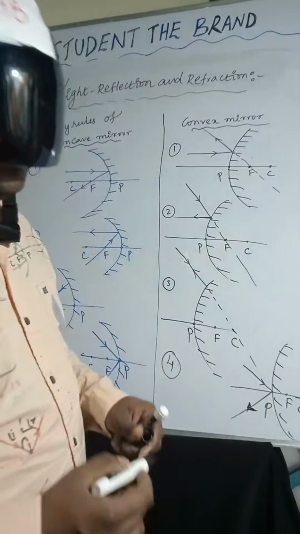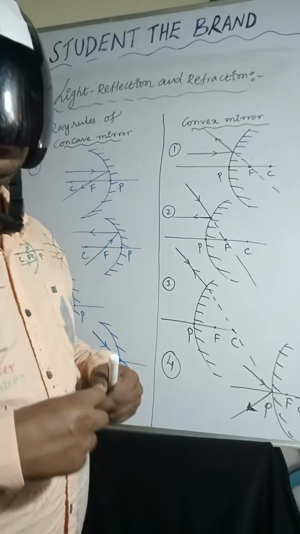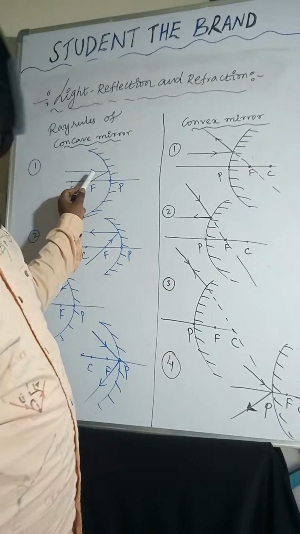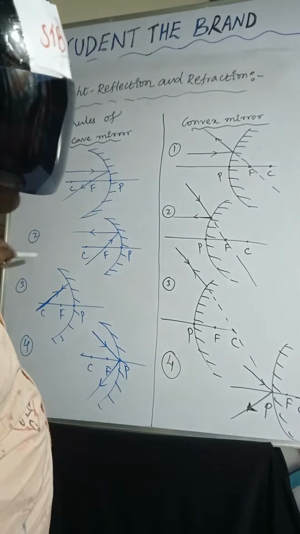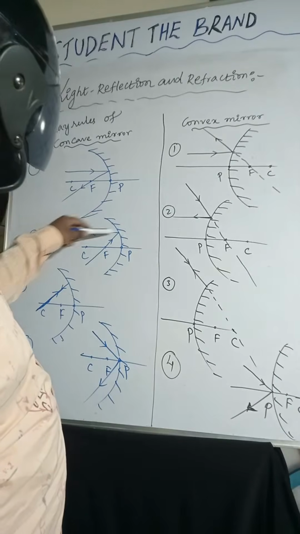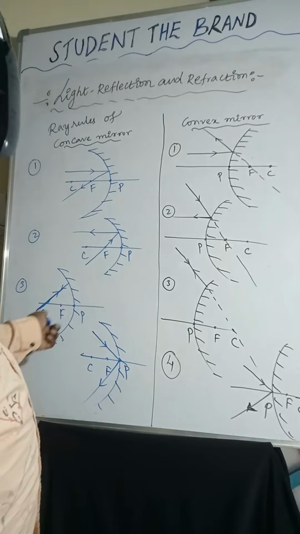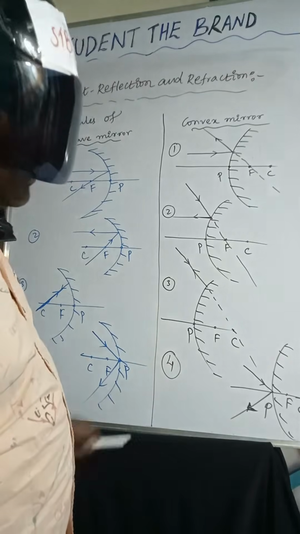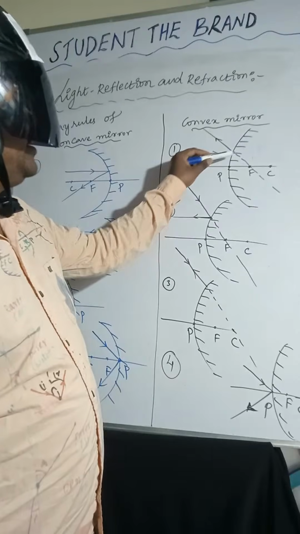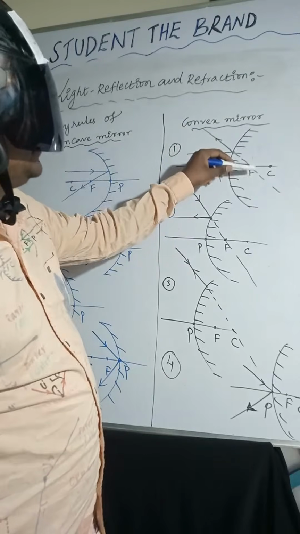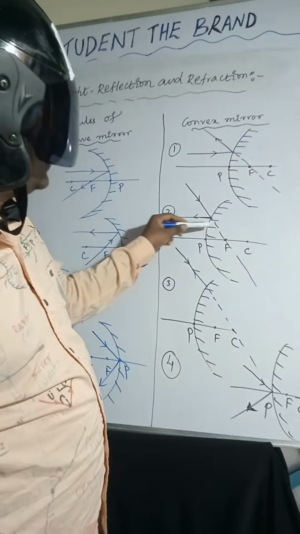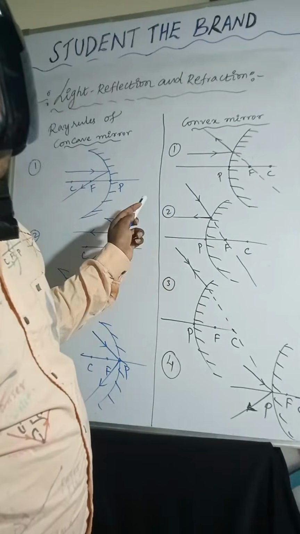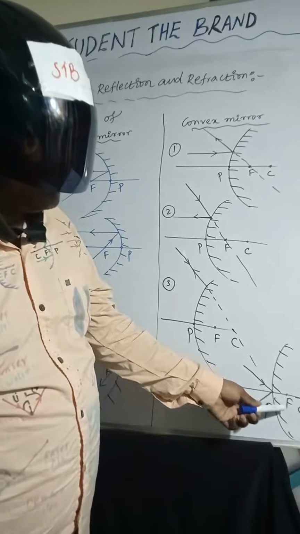So here you can observe one thing. First one: light ray coming from infinity passes through focus after reflection. Light ray passing through focus moves towards infinity after reflection. Light ray passing through center of curvature retraces. Light ray incident at the pole reflects back. Here also, light ray coming from infinity passes through focus. Light ray passing through focus moves towards infinity. Light ray passing through center of curvature retraces its original path. Here light ray incident at the pole reflects back.